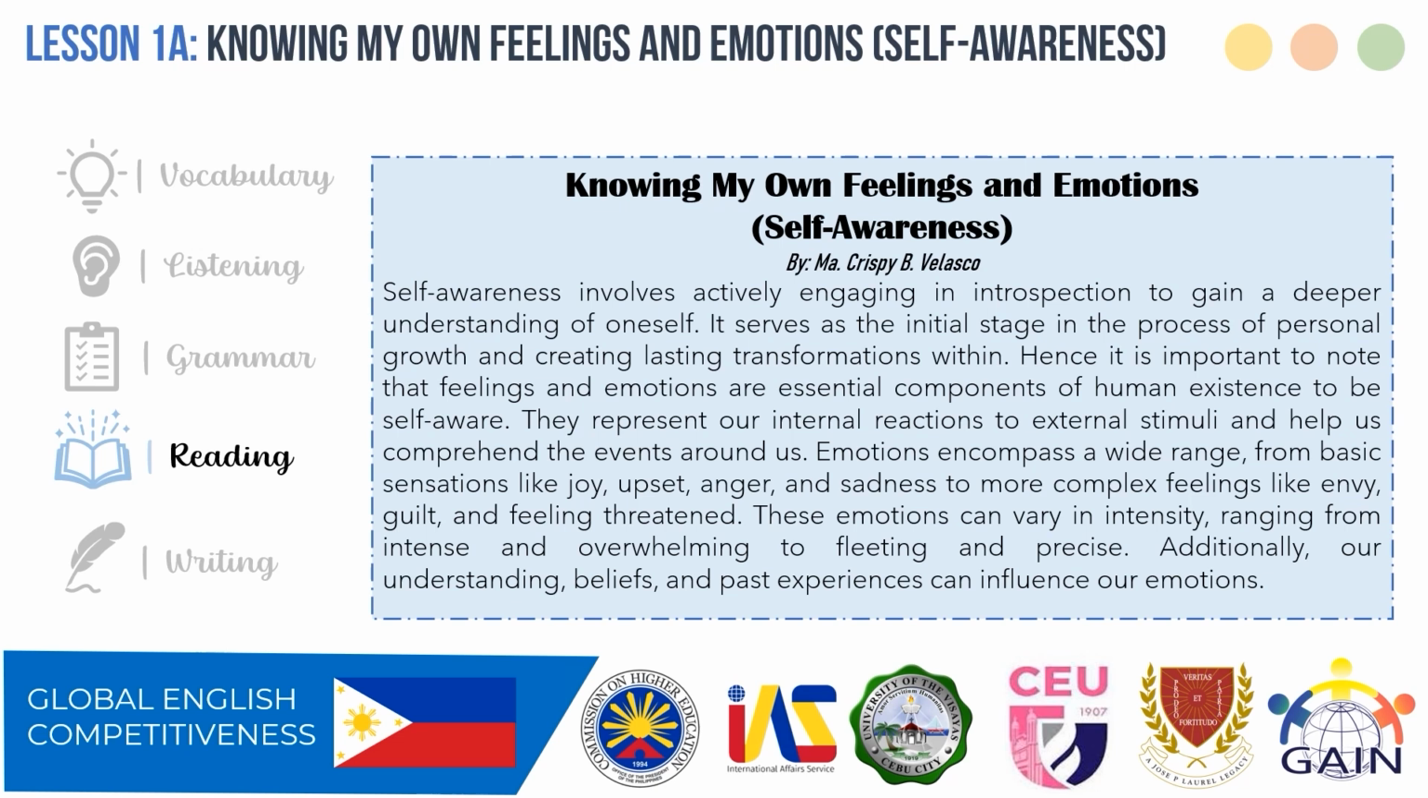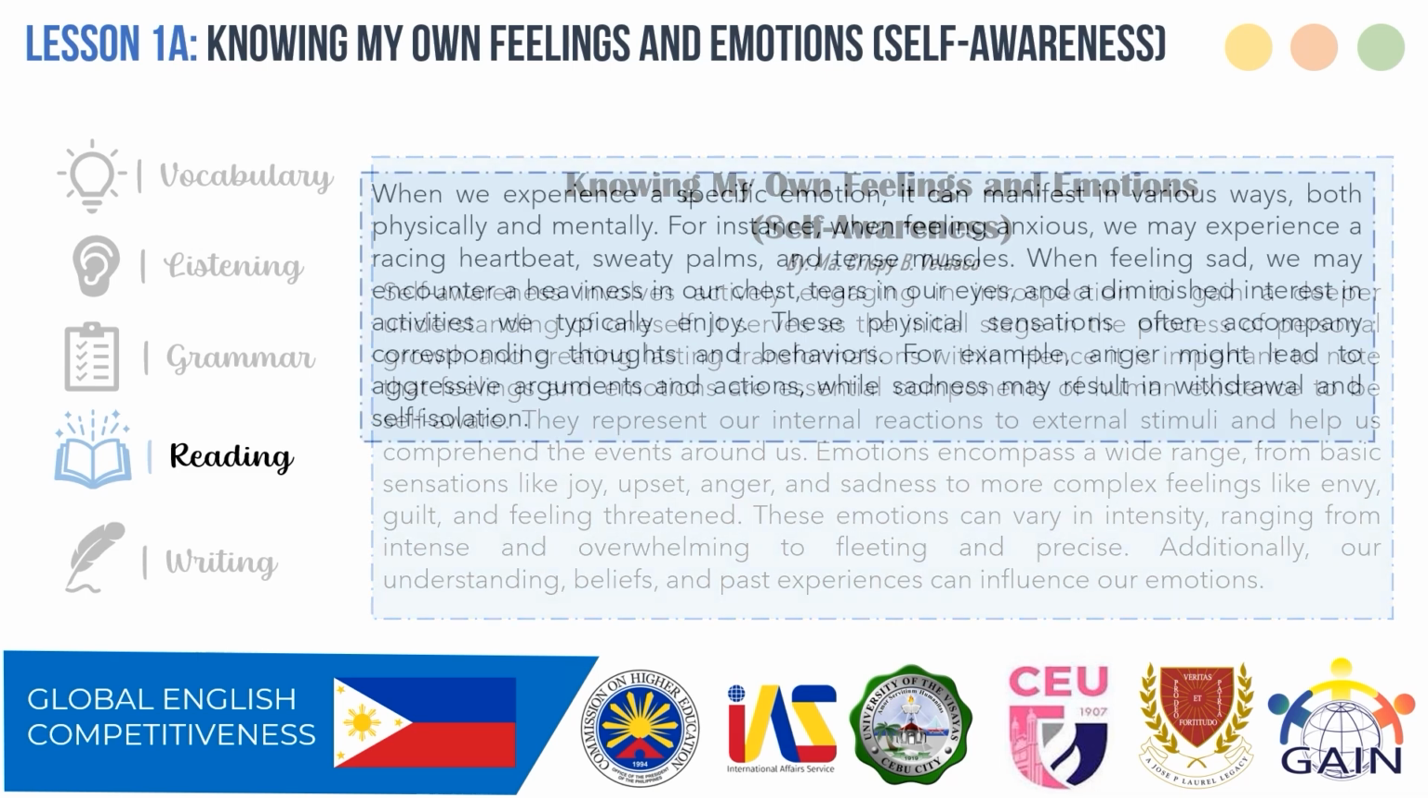Emotions encompass a wide range, from the basic sensations like joy, upset, anger, and sadness, to more complex feelings like envy, guilt, and feeling threatened. These emotions can vary in intensity, ranging from intense and overwhelming to fleeting and precise. Additionally, our understanding, beliefs, and past experiences can influence our emotions.